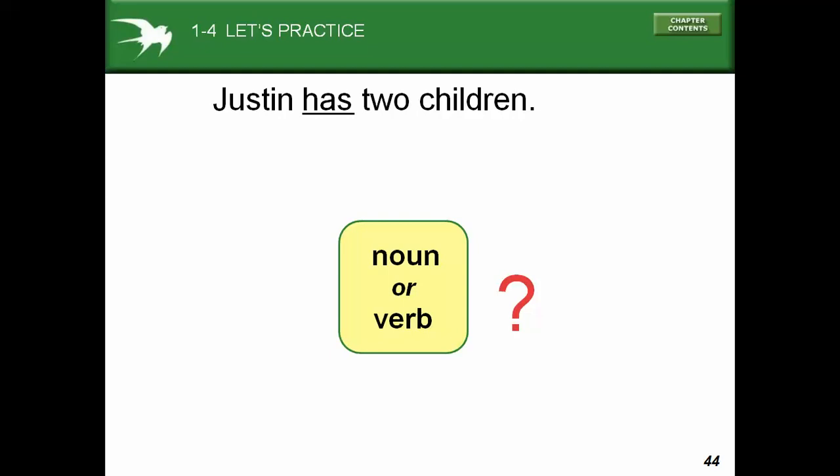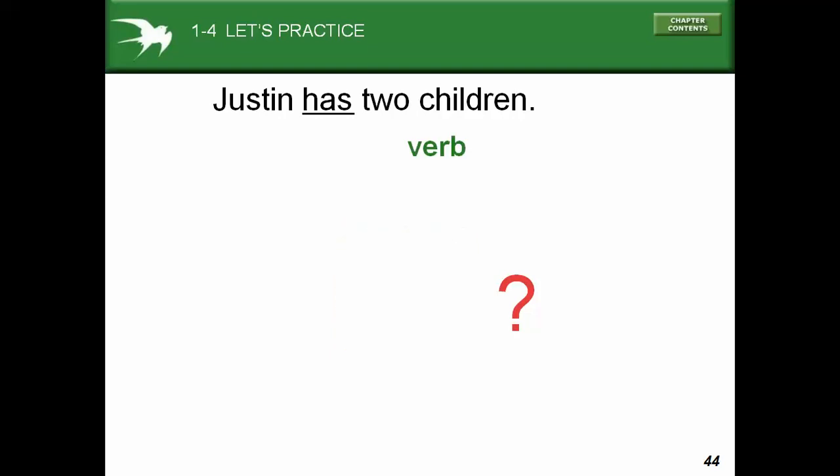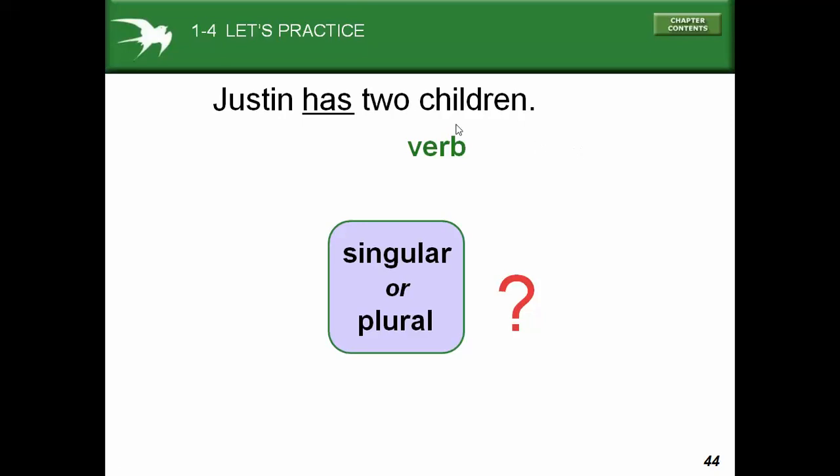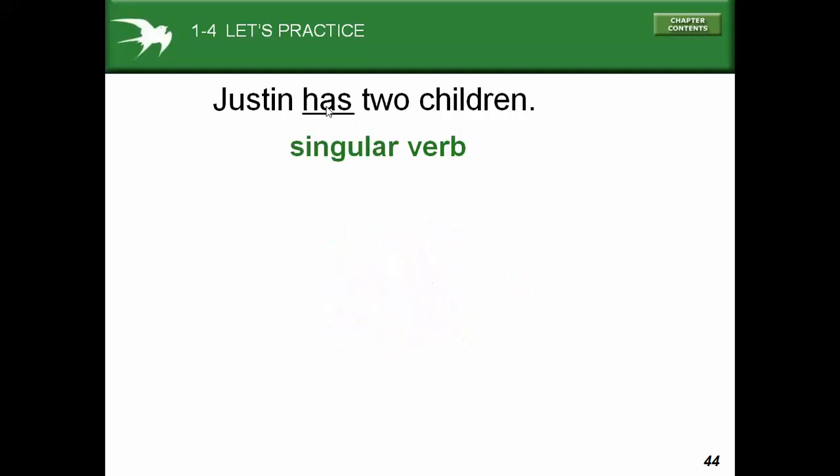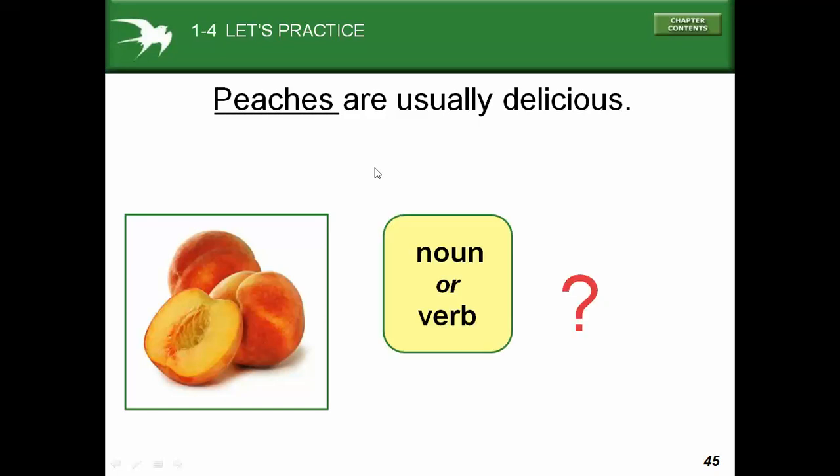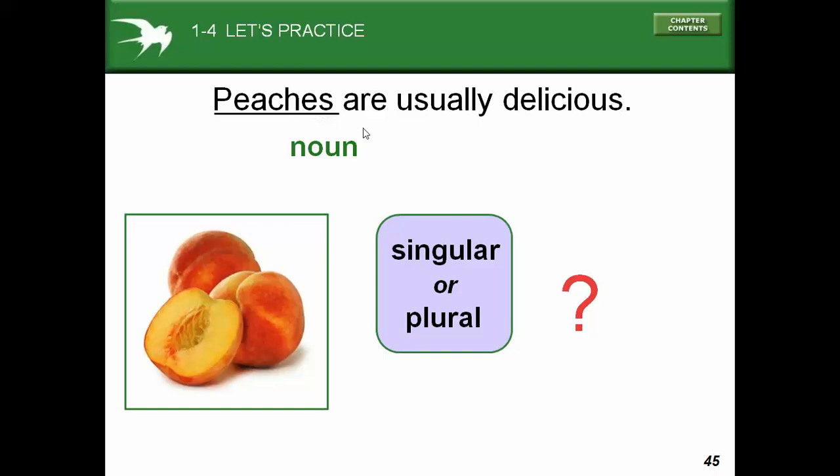Justin has 2 children. Is it a noun or a verb? It is a verb. Singular or plural? Yes, it is singular. One person. Peaches are usually delicious. Noun or verb, the underlined word, peaches? Yes, noun. Is it singular or plural?